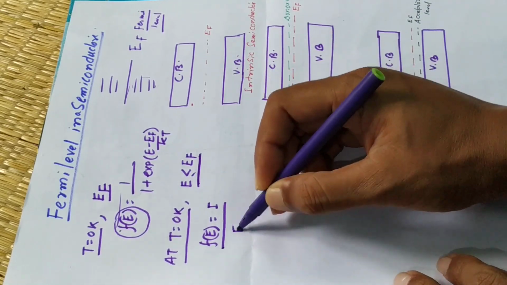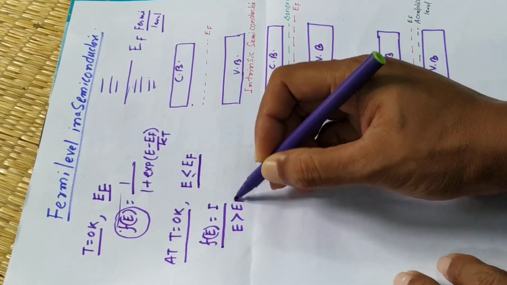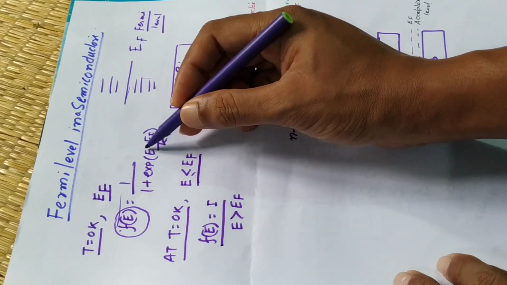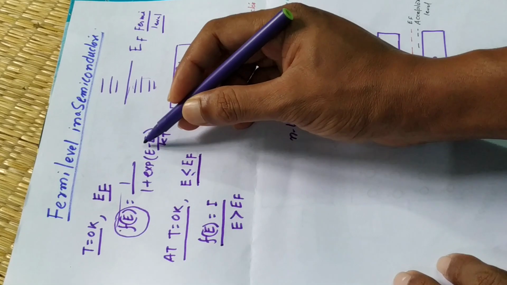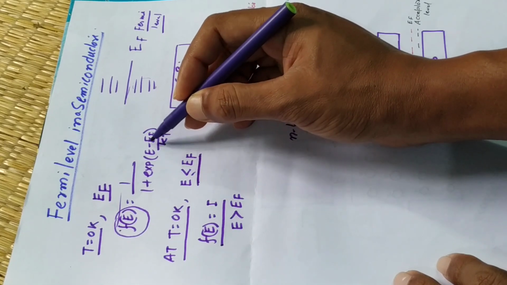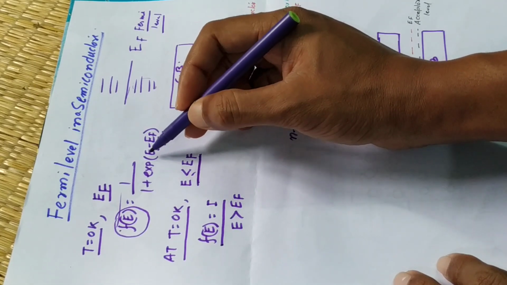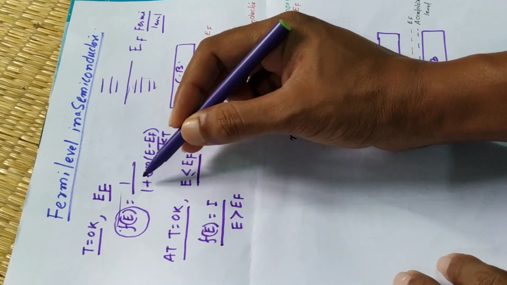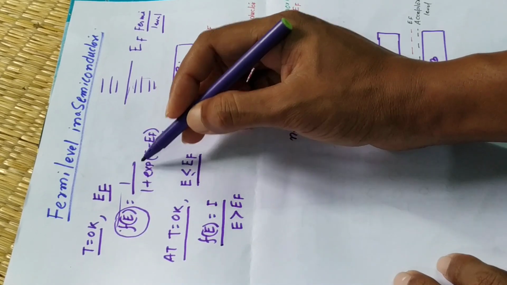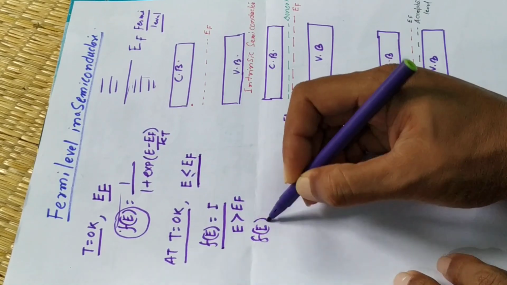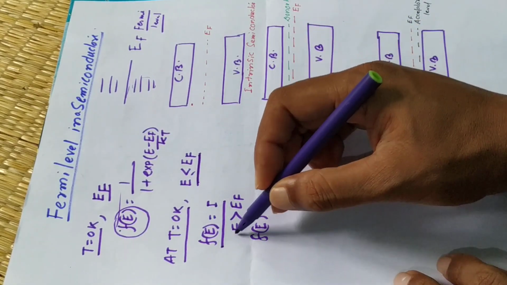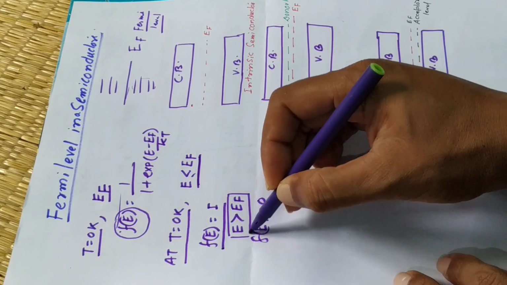Now, for E greater than or equal to EF, the upper term is positive, and positive by 0 gives exponential of plus infinity, which means infinity, so 1 plus infinity is infinity, so 1 by infinity is equal to 0. So F(E) equals 0 for E greater than EF.